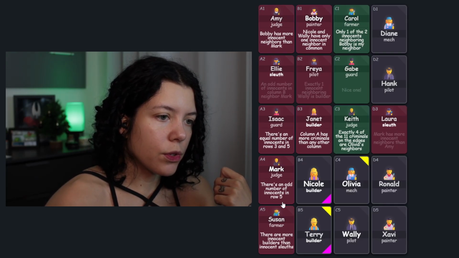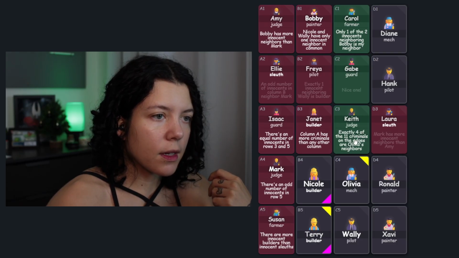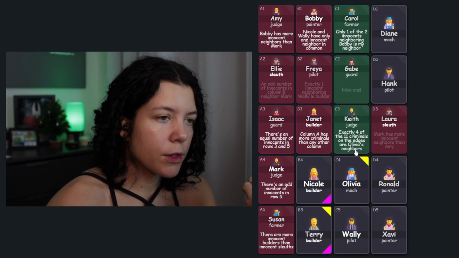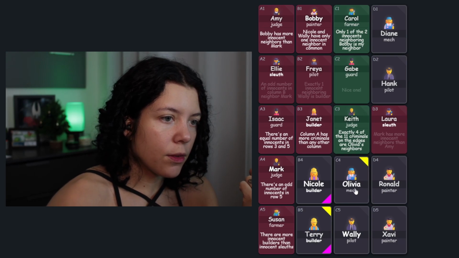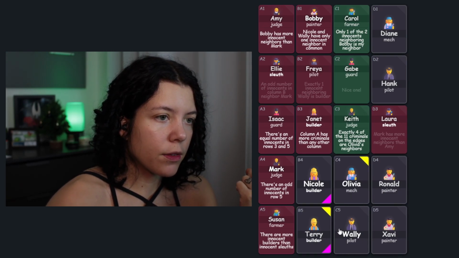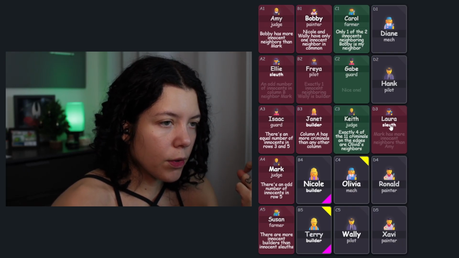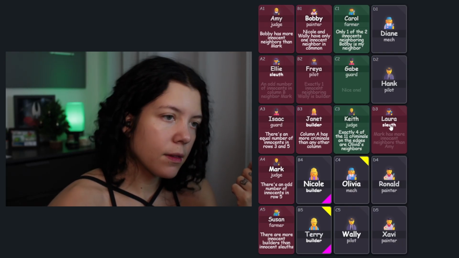What else? Keith now tells us that exactly 4 of the 11 criminals on the edges are Olivia's neighbors. 11 criminals on the edges, and 4 of them are Olivia's neighbors. Olivia has 5 people neighboring her on the edges. Only one of them is an innocent.